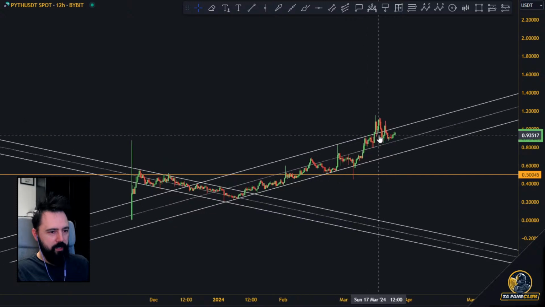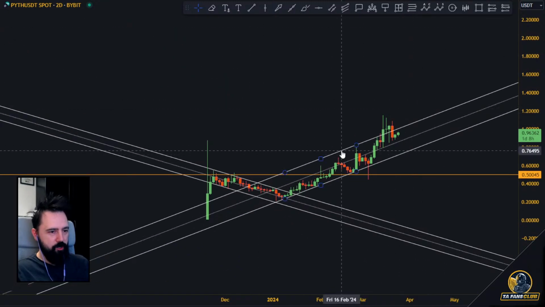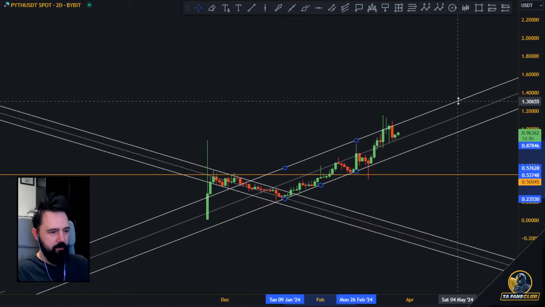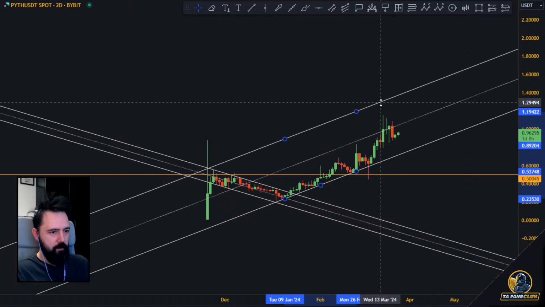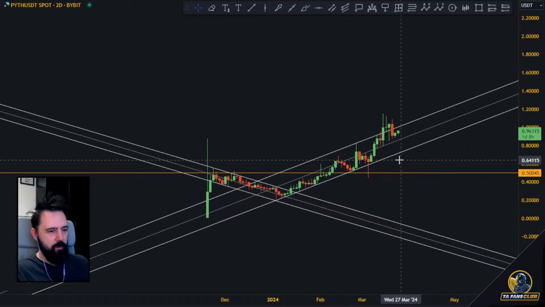Well, I thought actually over here it's just gonna break out and go, and it didn't. Such a scam. Imagine pumping and then not. How can you pump and then not pump? What's up with that?